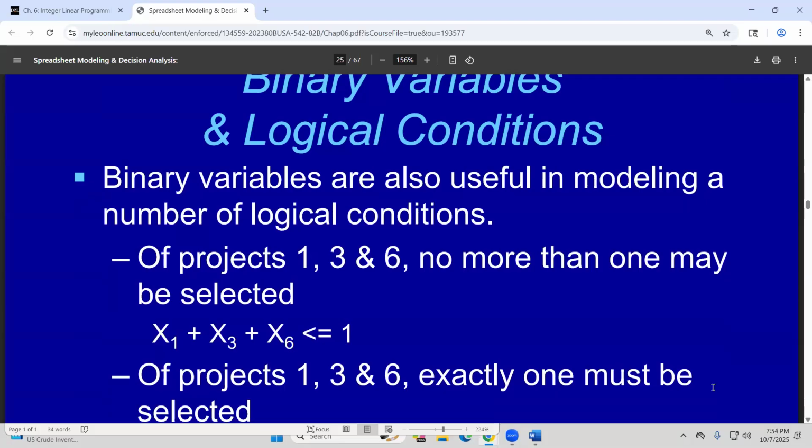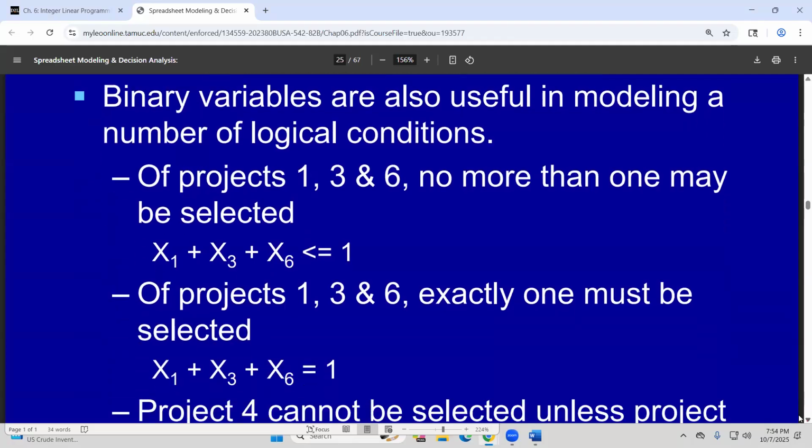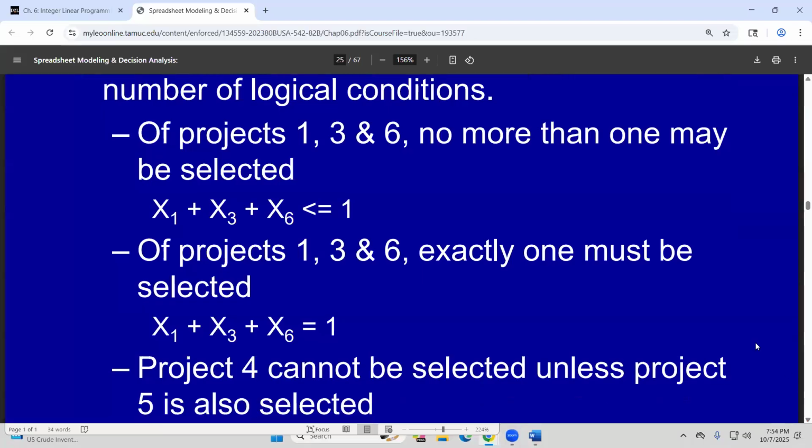Exactly 1. Equal, right? So here we get rid of less than or equal, we just put it equal, right? So this binary is very useful for modeling. Okay, so how about this? This is very interesting. Project 4 cannot be selected unless project 5 is selected.